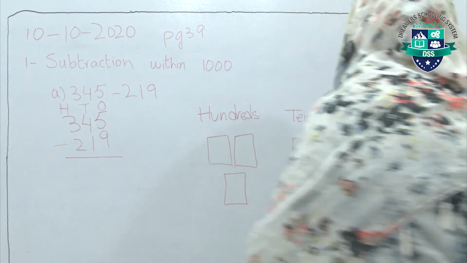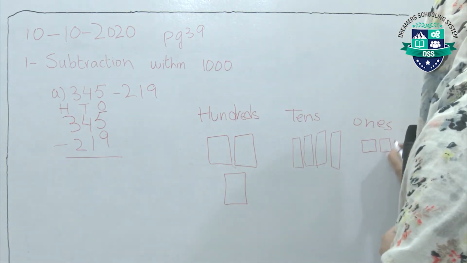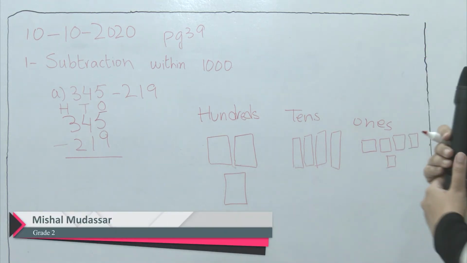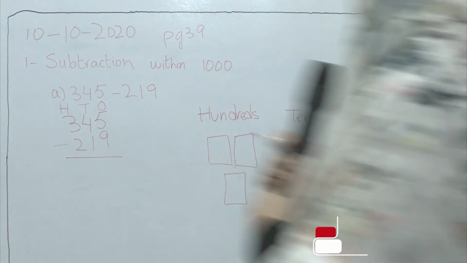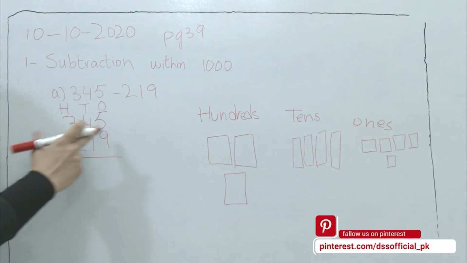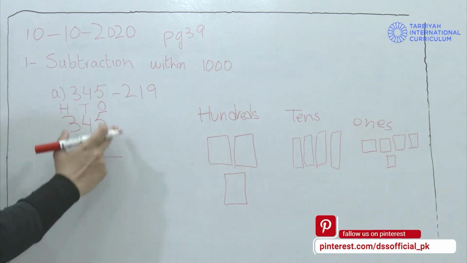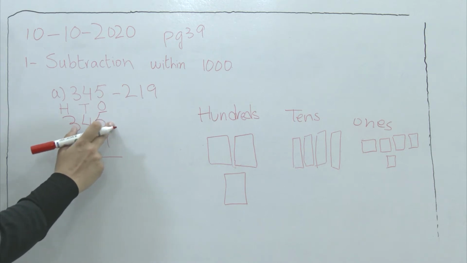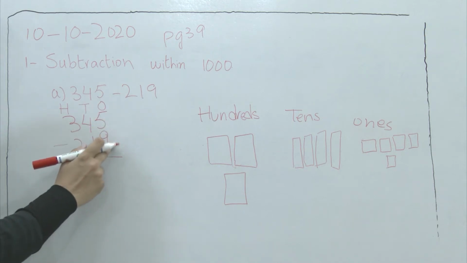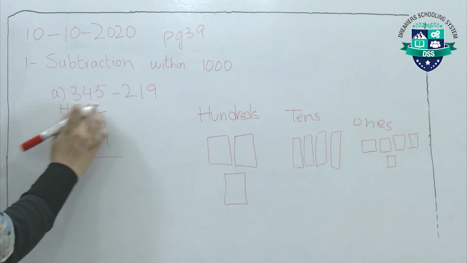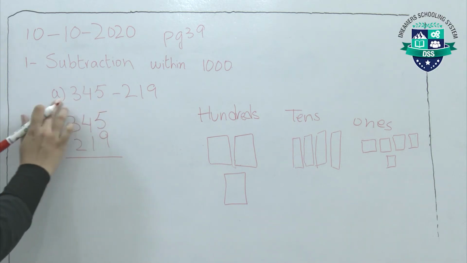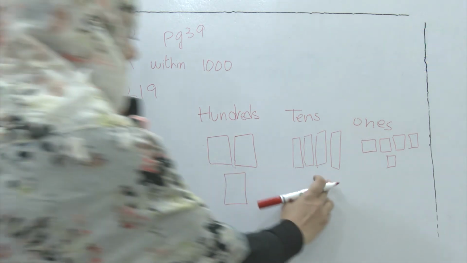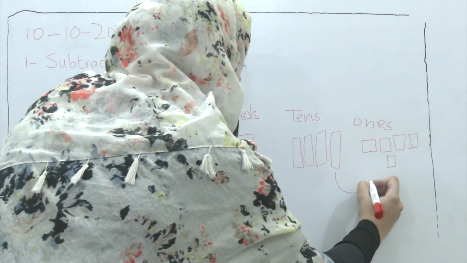Very good. 1, 2, 3, 4, 5. Right? So let's start. Now, as you can see, this is number 5 and this is number 9. So can we subtract 9 from this number? No, because 5 is small and 9 is a bigger number. So what will we do? We will borrow from tens, right? So now you will see here, we will borrow from tens.